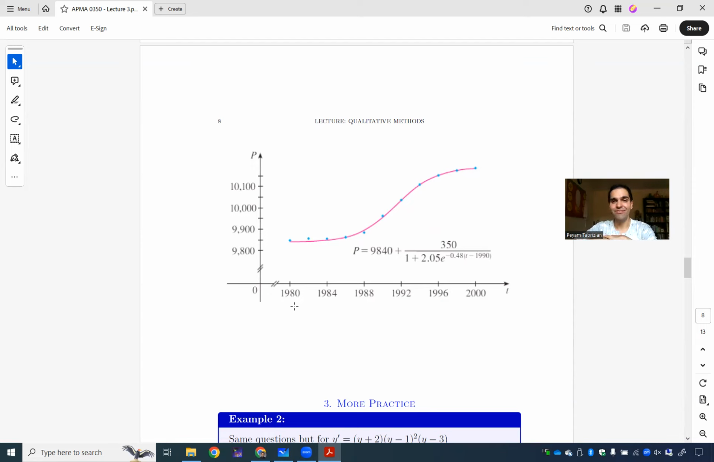because the dots are the population of Belgium between 1980 and 2000, and just look how the logistic model fits it so nicely. All right, so that's all to know about the logistic model. In the next video, I'll do a more practice example with qualitative diagrams.